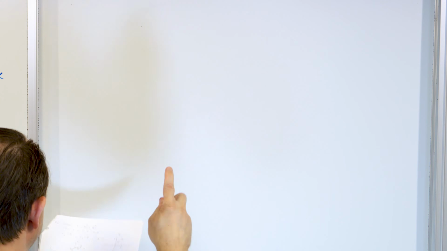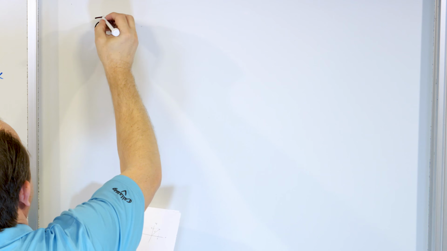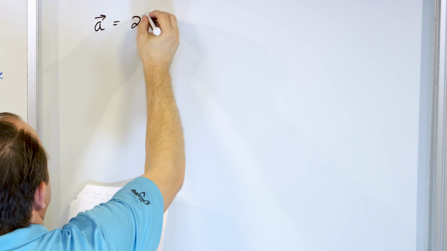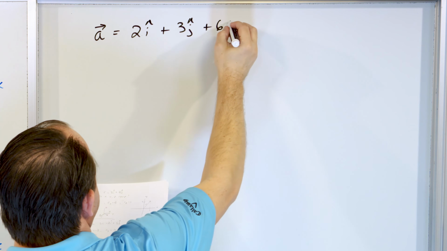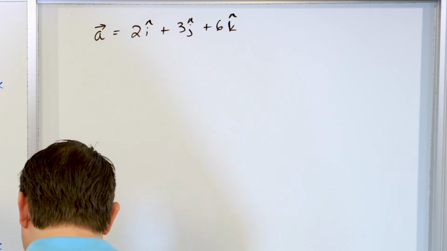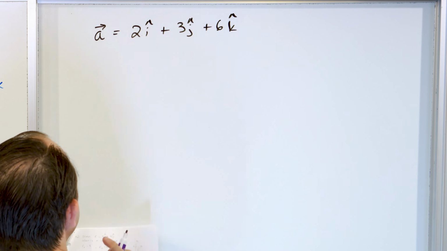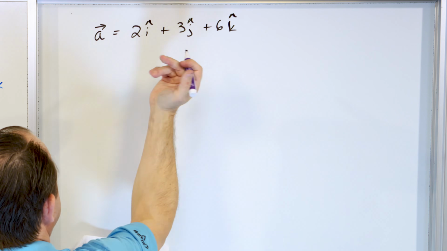All right. Now, I don't think we need to draw anymore, but I do want to do a few more. What if I give you a vector A, and I just tell you that it's 2 i hat plus 3 times j hat plus 6 times k hat. And I say, tell me the components of this vector. Then you say, all right, well, i hat is here. That's the x component.